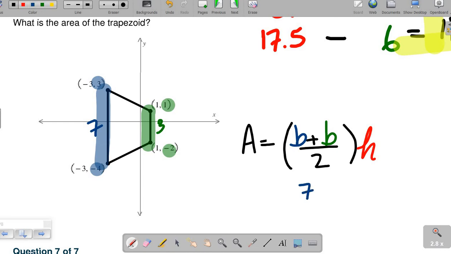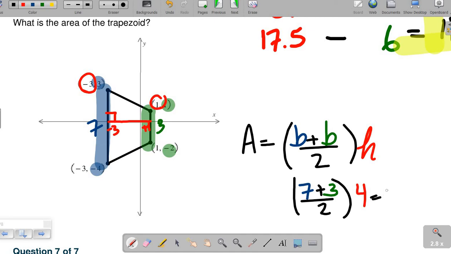So 7 plus 3 divided by 2 times our height. Height is the distance between the bases, and since it's horizontal, all you have to do is look. I'm going from -3 to +1, so my height is 4. That's 10 divided by 2, that's 5 times 4. My area of this trapezoid is 20 units squared.